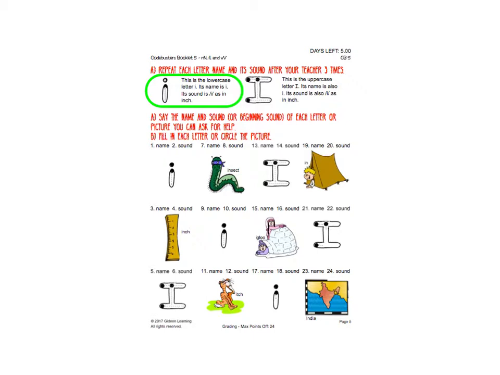All right, now we can move on to the next one. This is the uppercase letter I. Its name is also I. Its sound is also I, as in inch. And now we can say the letter name and sound 3 times. I. And now we'll go ahead and write our uppercase I. Now we'll move on to the next section.